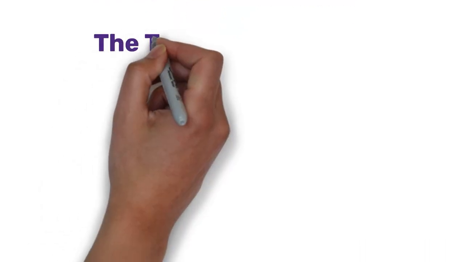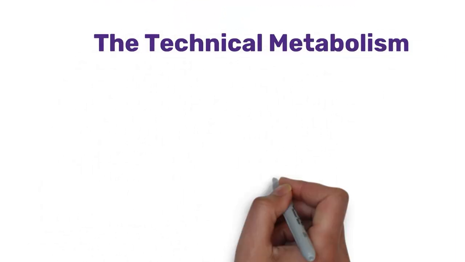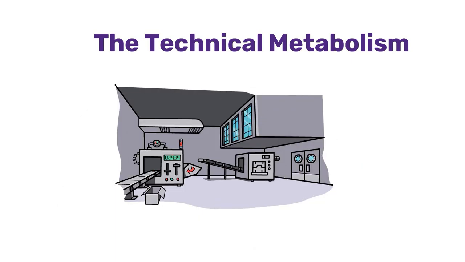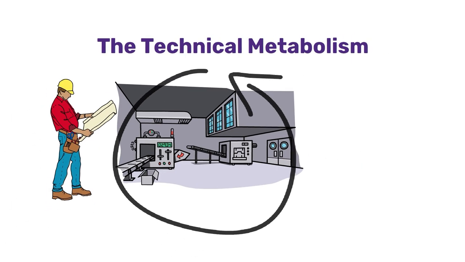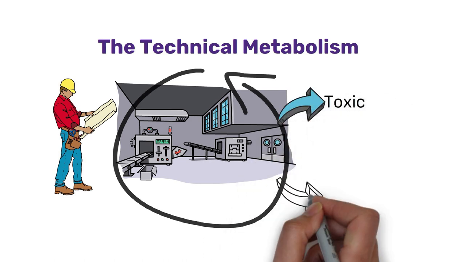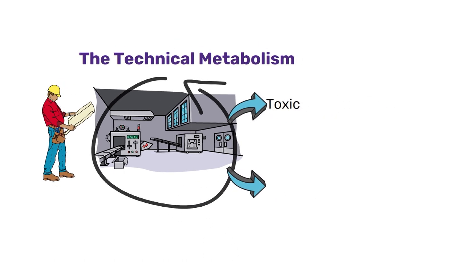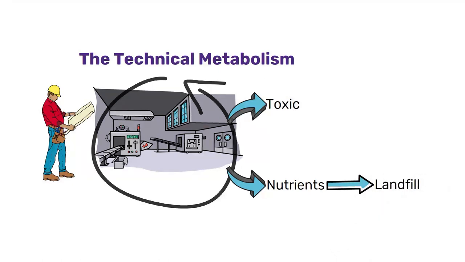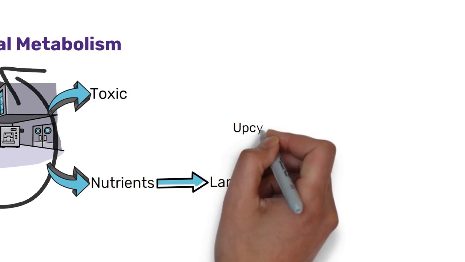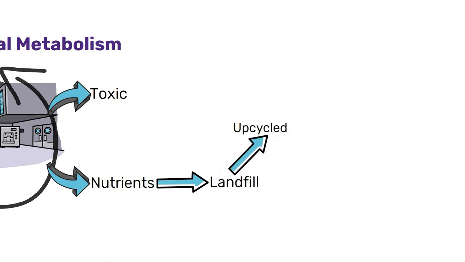The technical metabolism. A technical nutrient is a material or product that is designed to go back into the industrial metabolism from which it came. Some of them are toxic, which are wasted, but others are valuable nutrients for industry that end up in a landfill. Isolating them from biological nutrients allows them to be upcycled rather than recycled, to retain their high quality in a closed-loop industrial cycle.